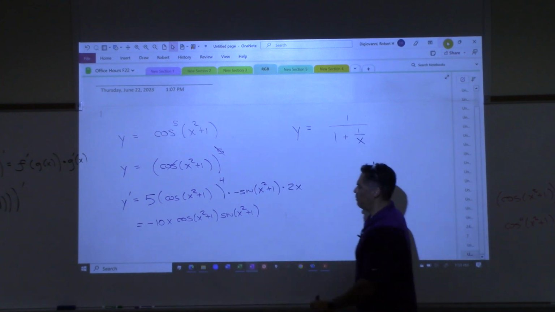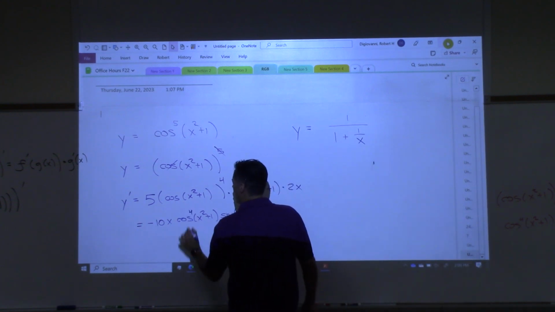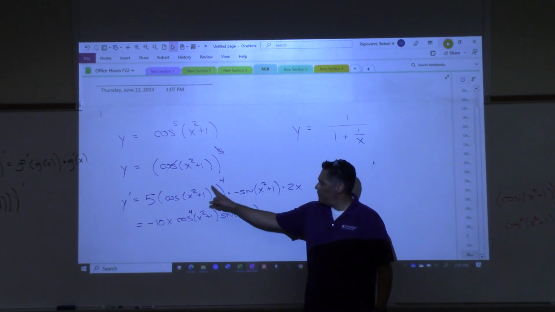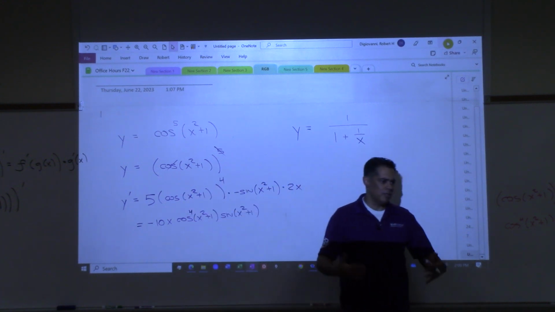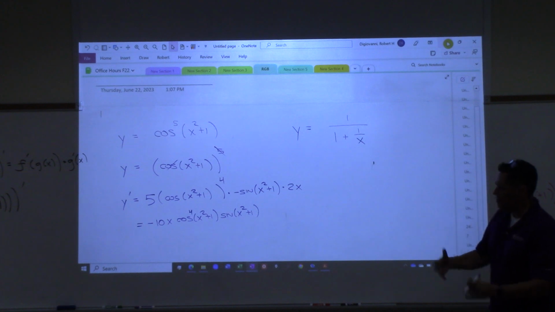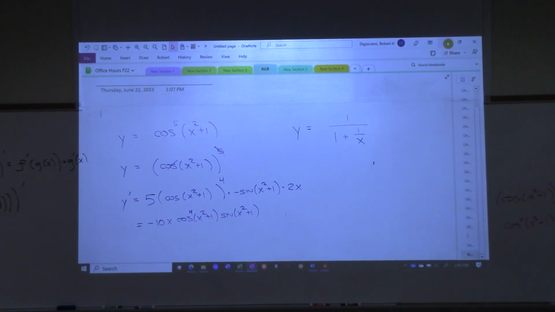I forgot the 4th. Yes, I did. So I meant to put it right there. Take that 4th power and just push it back here. That notation means the same thing. All right, that's that one.